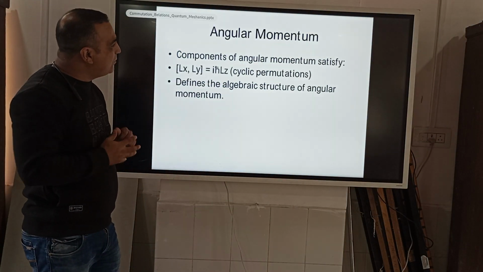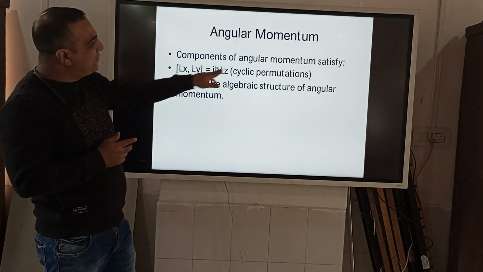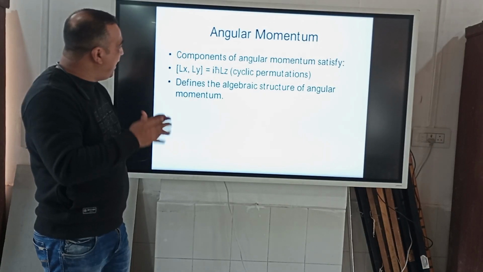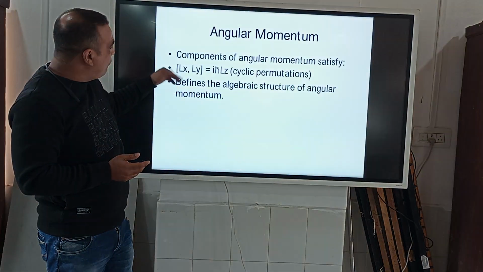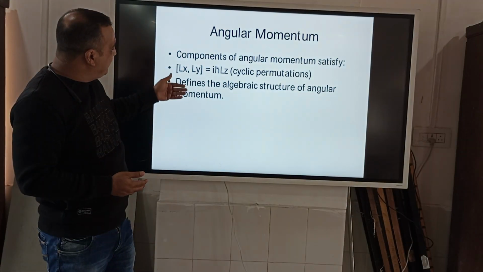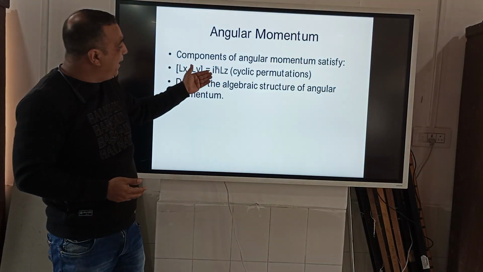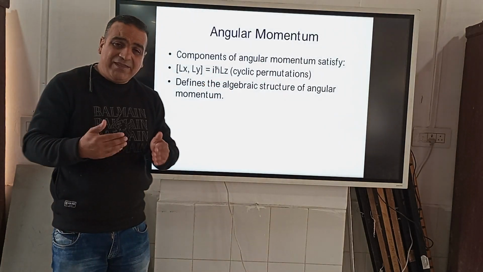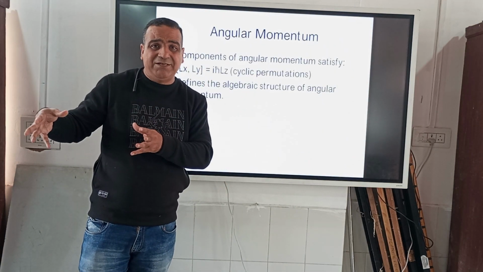Now, angular momentum is another example. If we look at the components of angular momentum, they also don't commute. We have done this in our previous course. If you calculate the commutation relation between Lx and Ly, it will lead us to iħ Lz. So there happen to be these cyclic permutations between the operators.